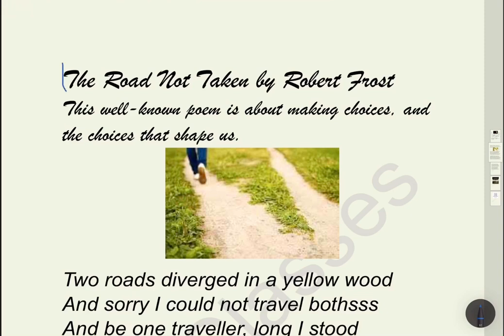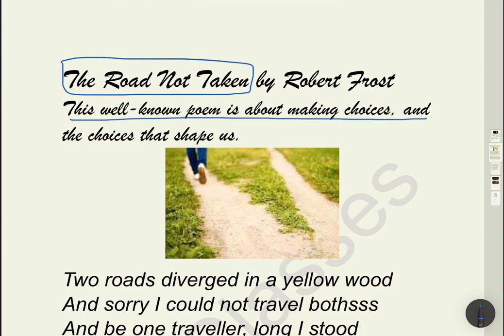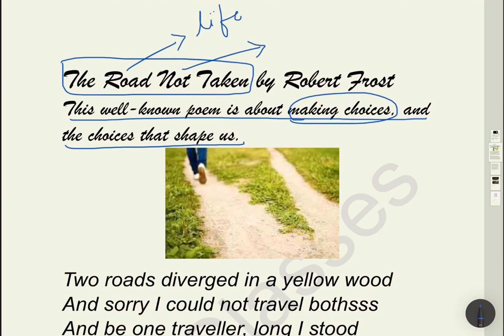The name of the poem is The Road Not Taken. This well-known poem is about making choices and choices that shape us. Here the road represents life. It is a metaphor. And in life we make choices. Many times it happens that the choice that we are not able to make or fulfill identifies the regret that we feel in our life when we are unable to do something that we would have been able to do.